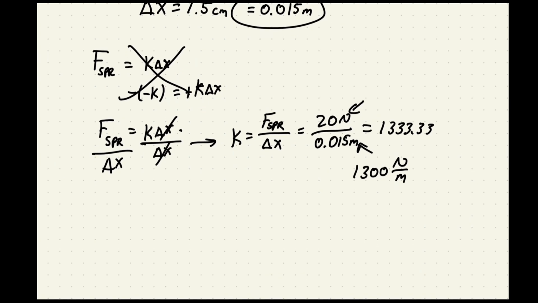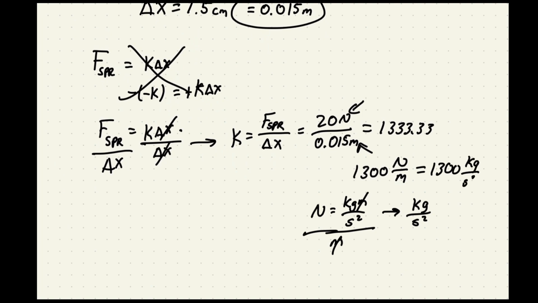You might say, hey, wait a minute, aren't there meters in that Newton thing? And yes, you'd be correct. A Newton, again, is a kilogram times a meter over a second squared. So if I divide this whole thing by meters, my meters will cancel, and what I'm left with is a Newton per meter. That's a kilogram per second squared. So I could say it's also 1,300 kilograms per second squared.